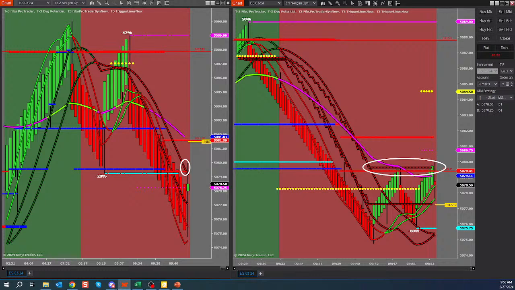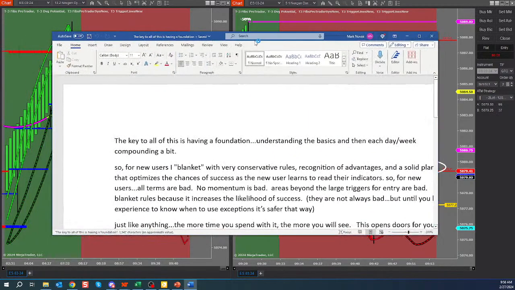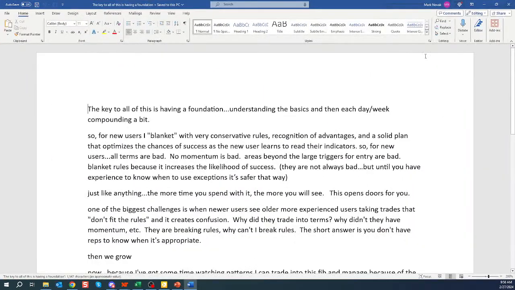The high probability trend trade creates a foundation. It's a base. And I'm going to give you this disclaimer before I hand you a plan. The key to everything that we do with Nexgen, guys, and it's been true for the last 27 years: you have to have a foundation.